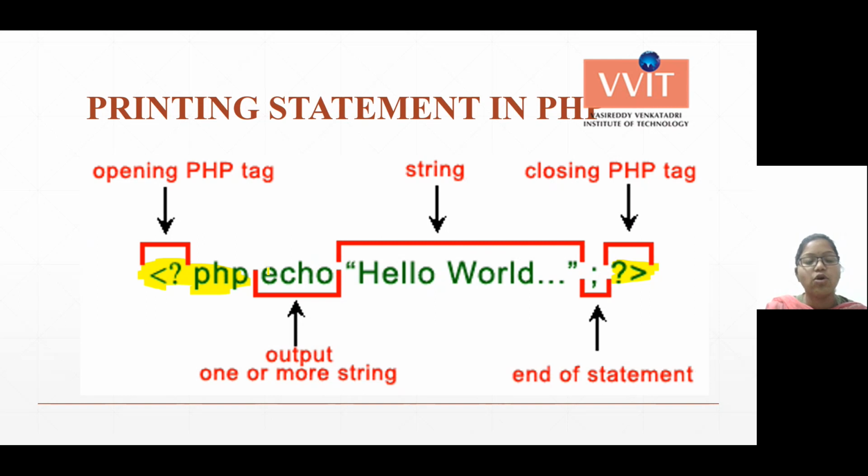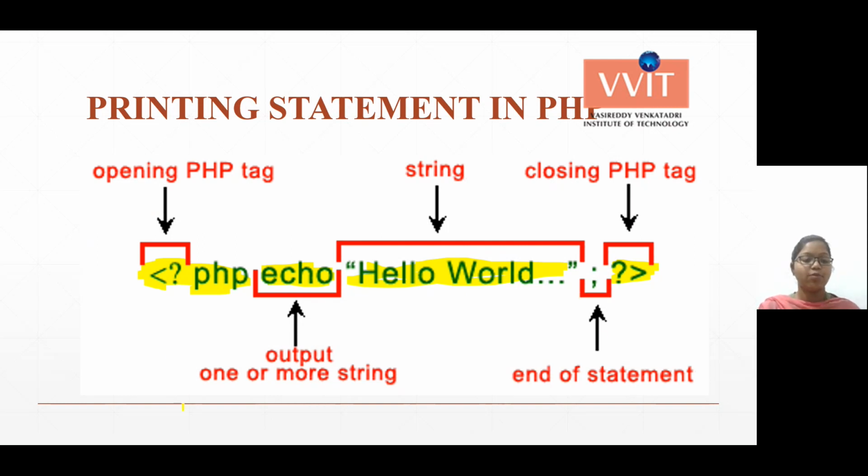In PHP, in order to print something to the browser, we need to use only the echo command or function. This echo command is very useful in order to print a statement in PHP. Here you can see hello world is printed using the echo statement. This is how we print a statement in PHP.